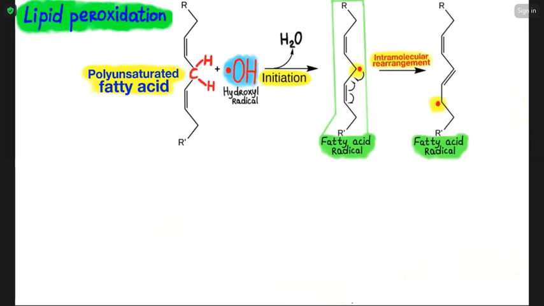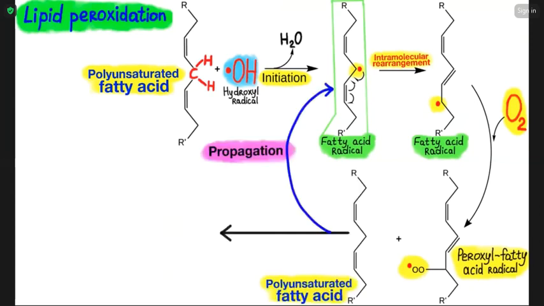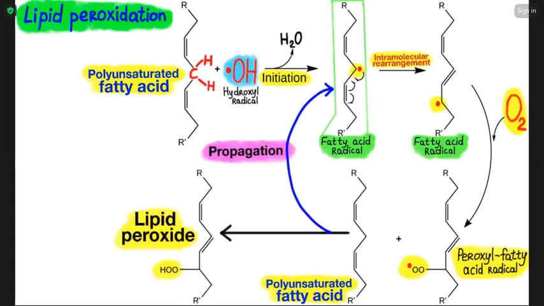Now, let's get into the second step called propagation. The fatty acid radical is not a very stable molecule, so it reacts readily with molecular oxygen, thereby creating a peroxo fatty acid radical. This radical is also an unstable species that reacts with another polyunsaturated free fatty acid, producing a different fatty acid radical and a lipid peroxide. This cycle continues as the new fatty acid radical reacts in the same way.